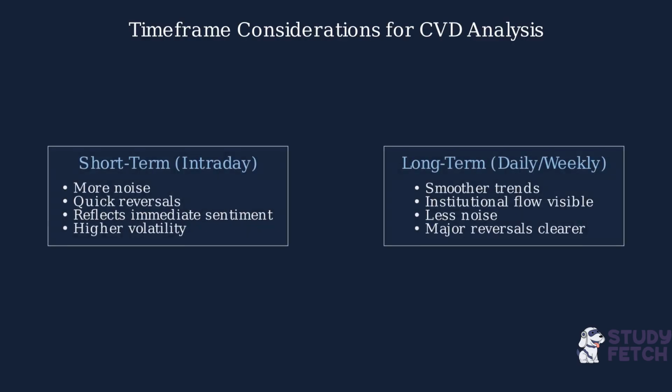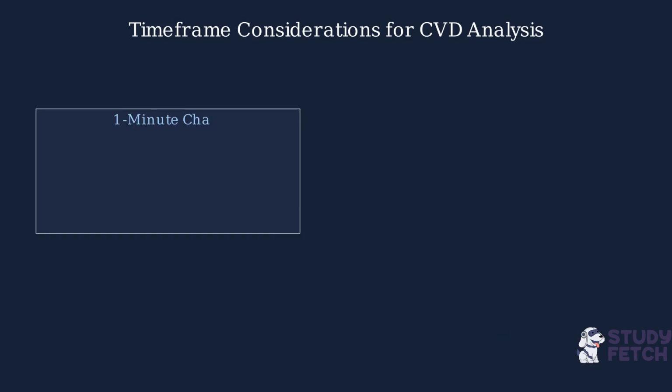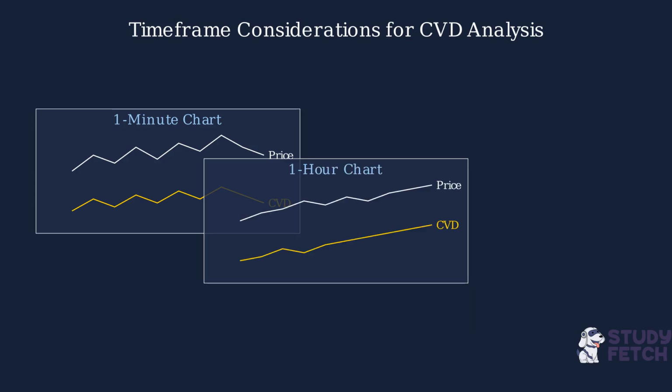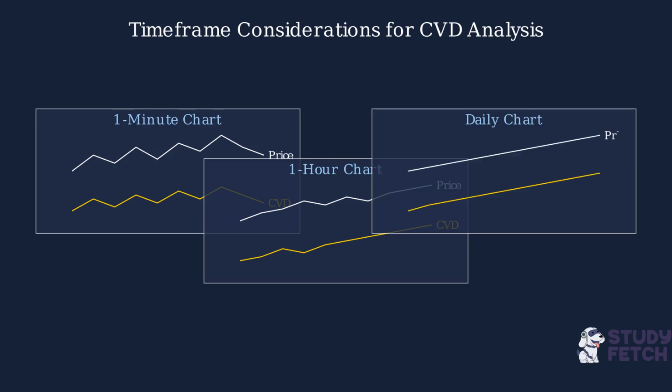CVD analysis effectiveness varies significantly across different timeframes. Let's compare how CVD behaves in short-term versus longer-term charts. On the 1-minute chart, CVD fluctuates rapidly, showing immediate market sentiment but containing more noise. The hourly chart filters out some noise, providing a clearer picture of intraday trends. Daily charts reveal institutional flow patterns and major trend reversals, with much less noise.